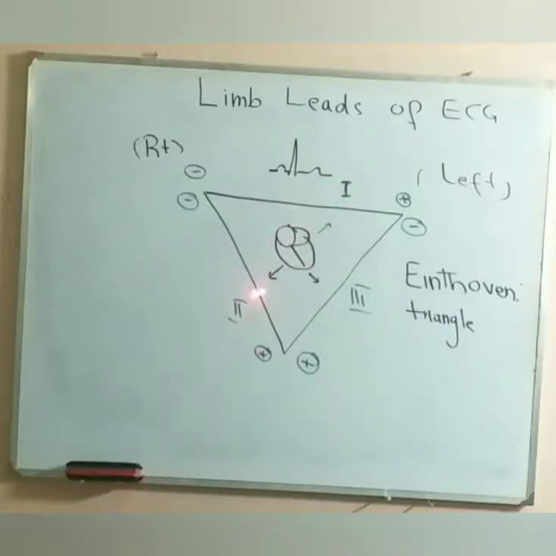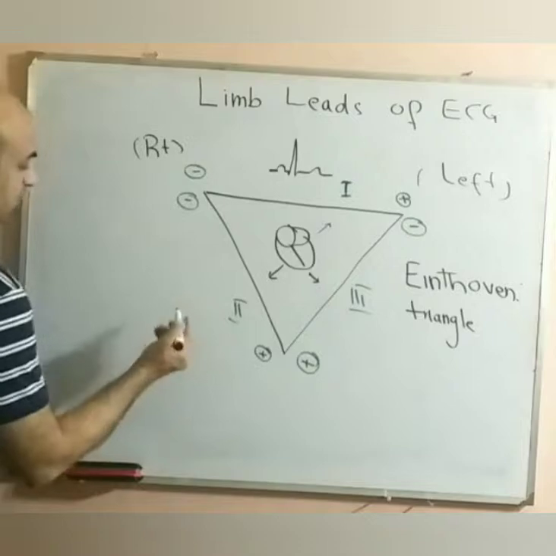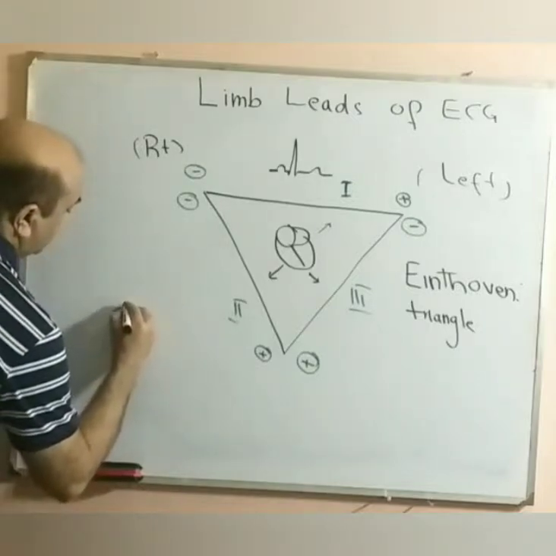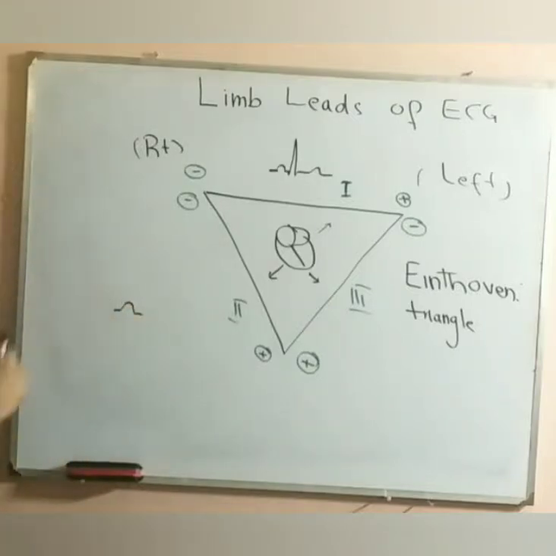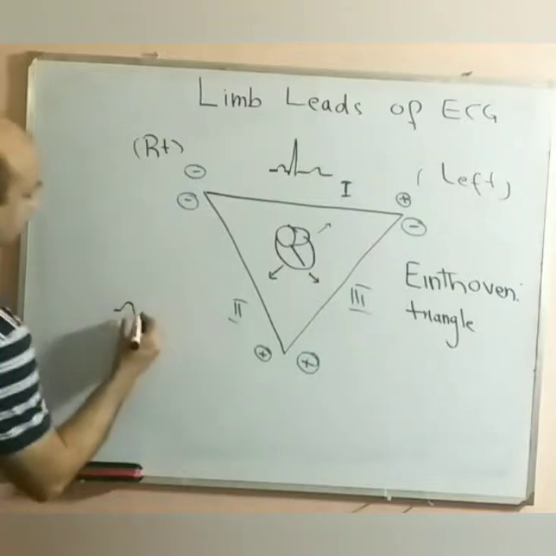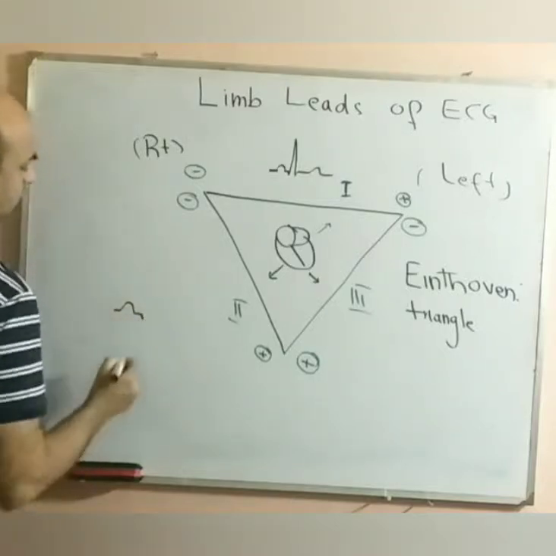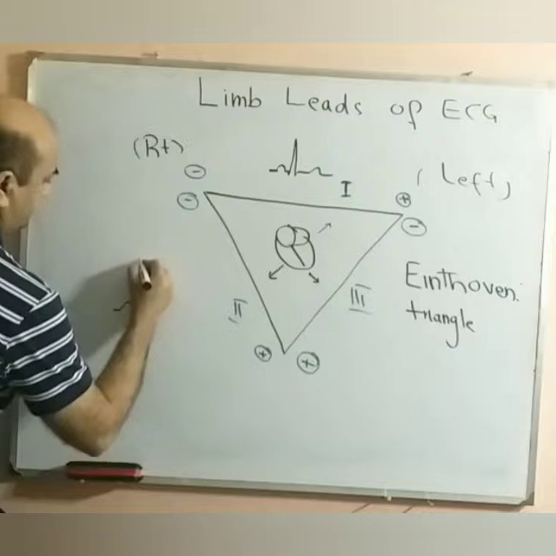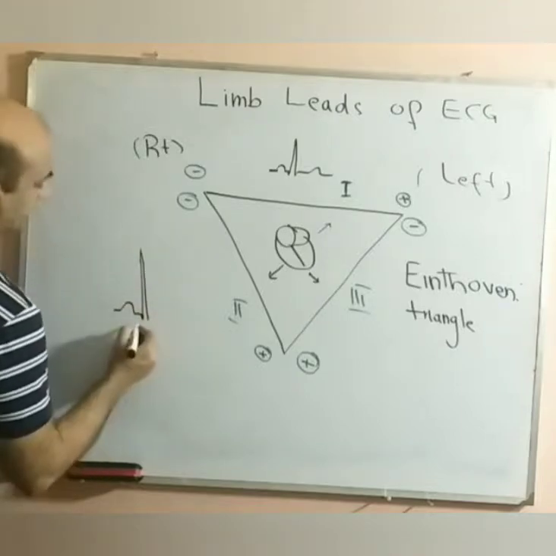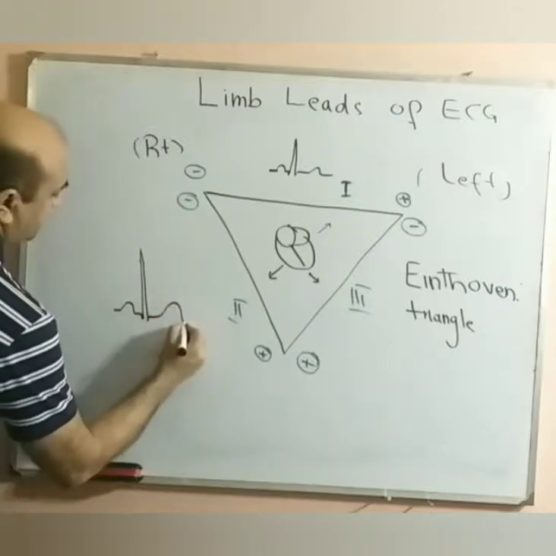The same happens with the limb lead 2. Wave of depolarization from these myocardial muscles or cells was moving towards limb lead 2. So the limb lead 2 was also a positive deflection or a positive lead. P positive, first positive deflection for atrial depolarization, a small Q wave, a tall R wave, this is a QRS complex, and then T wave.